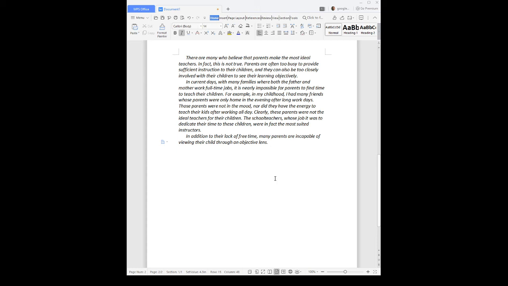Okay, so I kind of handled the linking here, right? And here's our topic for this paragraph. So my supporting evidence needs to be about helicopter parents, right? This is a term that we have. They're called helicopter parents, like this, okay? That means they hover, right? They're always near their child. They're always making sure that nobody does anything bad to their child, blah, blah, blah, right? So we're going to say, in addition to their lack of free time, many parents are incapable of viewing their child through an objective lens.